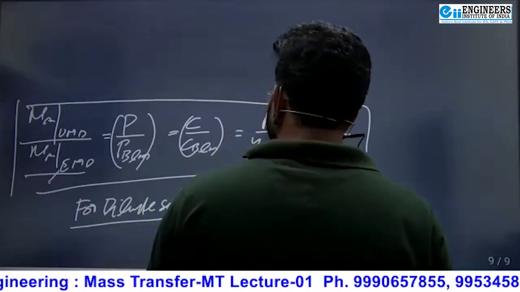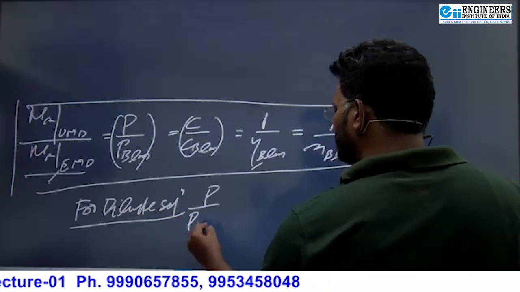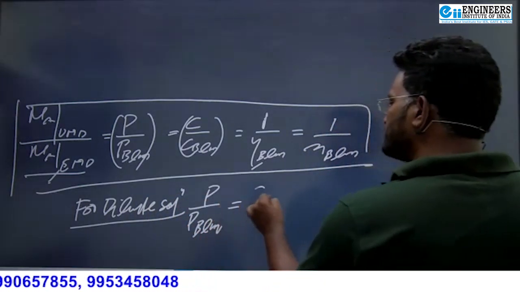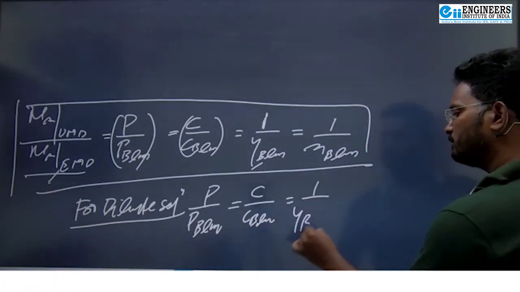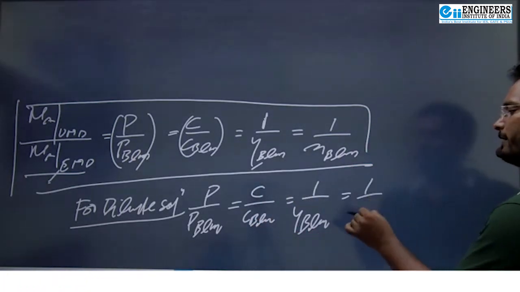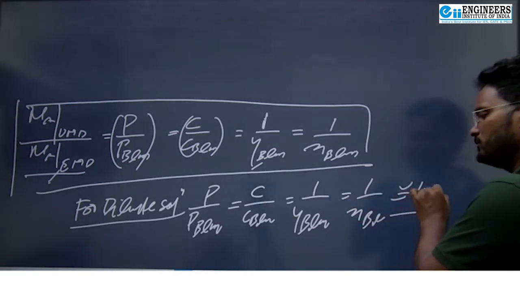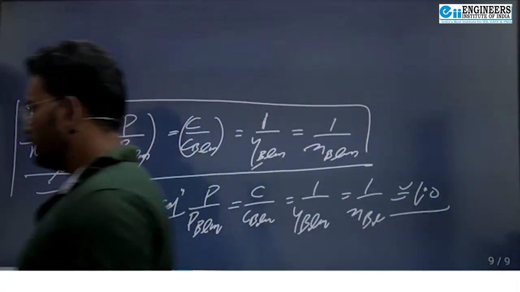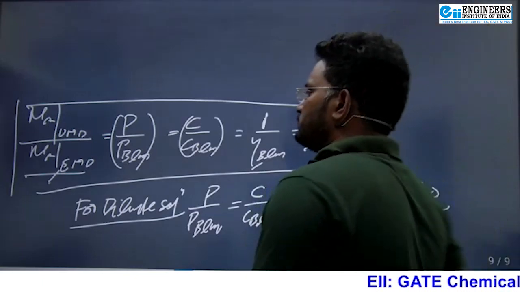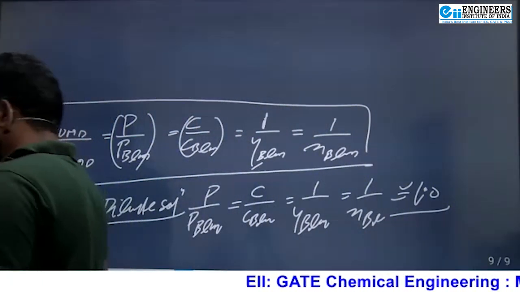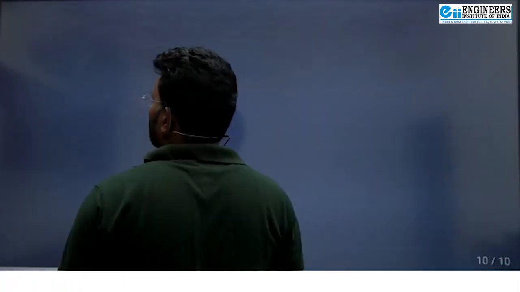you will find their ratios are equal to 1 for dilute solution: P upon P_BLM, C upon C_BLM, 1 upon Y_BLM and 1 upon X_BLM. They are approximately equal to 1.0. They are close to 1 for dilute solution, because I told you for dilute solution both are equal. They are flux. If you want to find the rate, you should multiply with the area. Okay? And the last thing, please give me 5 minutes here.